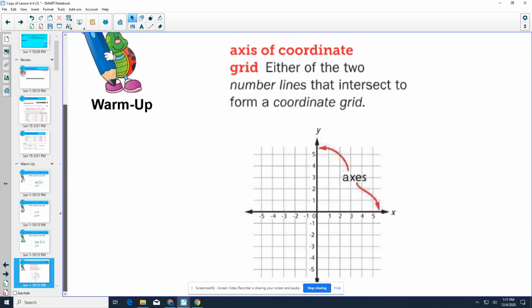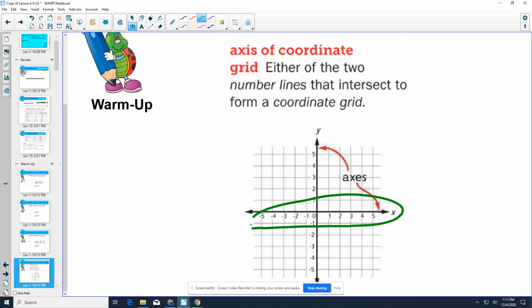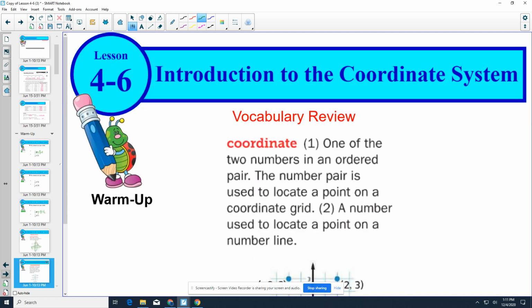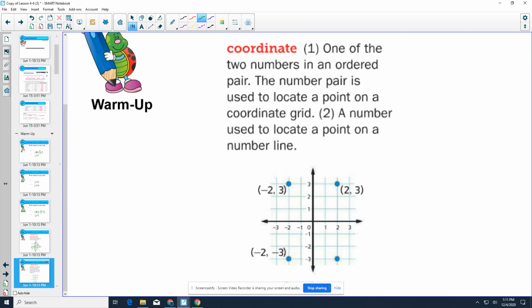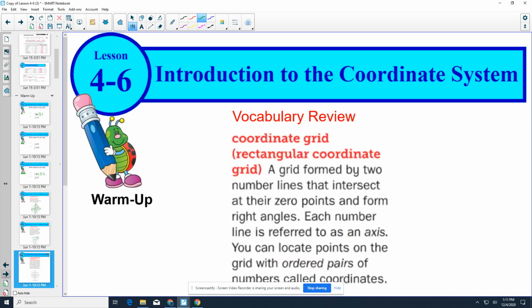Now, there'll be lots of vocabulary today that we're going to look at. So the axis of a coordinate grid: either of the two number lines that intersect to form a coordinate grid. So these are the axes. So this is the x-axis, and this is the y-axis. Okay, so we call those the axes of the coordinate grid. A coordinate is one of the two numbers in an ordered pair. So you can see the coordinates here. So 2 would be a coordinate, and 3 would be one as well.